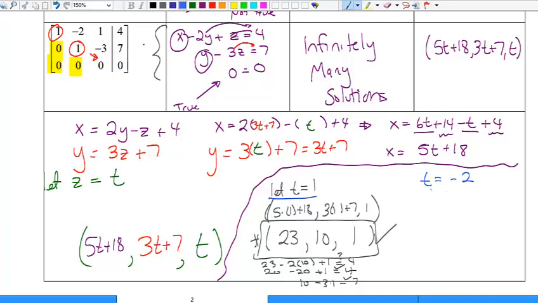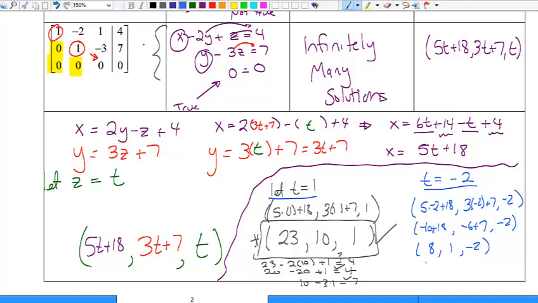So the first time we did t is 1. Let's try t is negative 2. You can try all sorts of things. So I have 5 times negative 2 plus 18 for x. Then I have 3 times negative 2 plus 7, and then negative 2. So that gets me negative 10 plus 18, which is 8. Negative 6 plus 7, which is 1, and then negative 2. So this is another one of the infinitely many solutions. If I plug it in, it will also work.